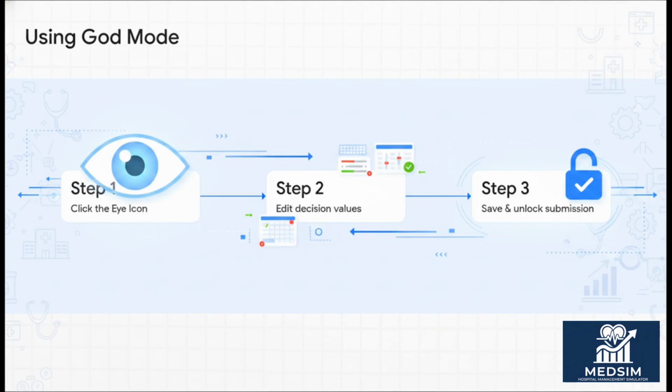And actually using it during a live class is incredibly seamless. Step 1, you just click the little eye icon next to any hospital on your dashboard. Step 2, you edit the specific decision values, maybe tweak their staffing levels or adjust a loan request. Step 3, just save it.